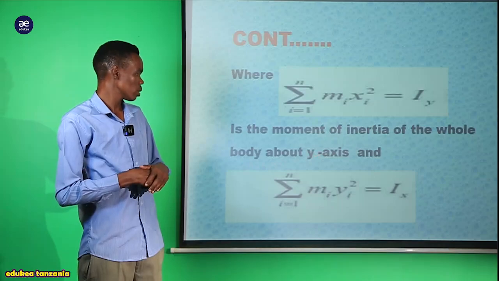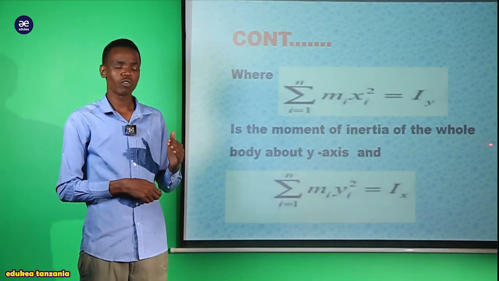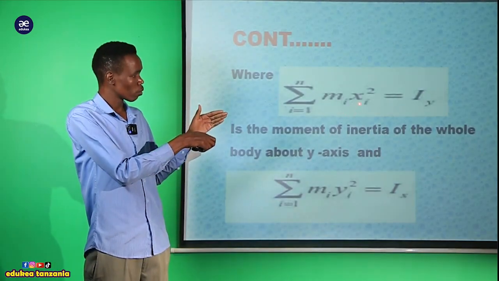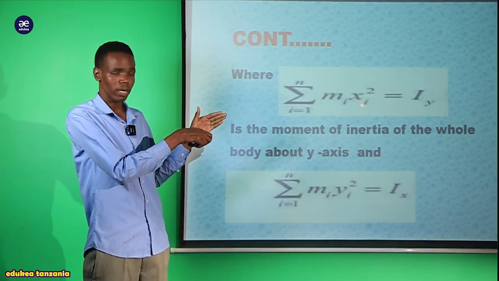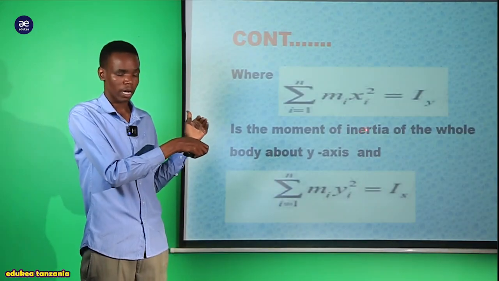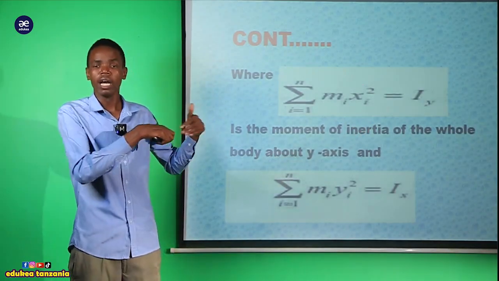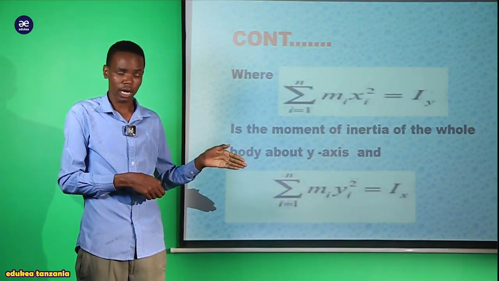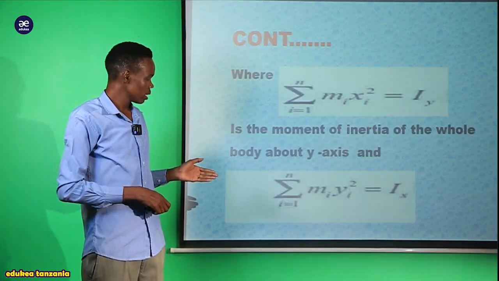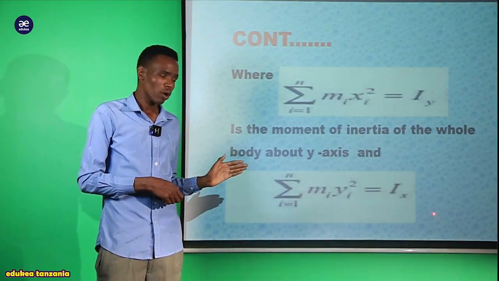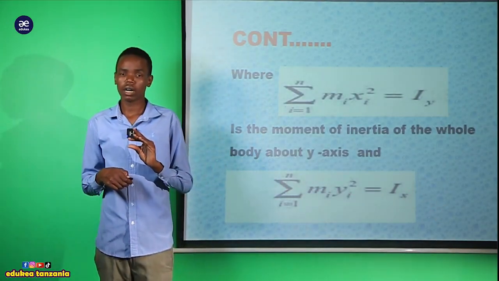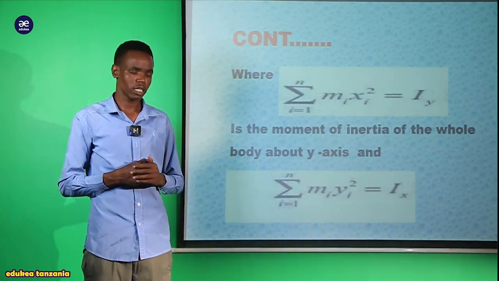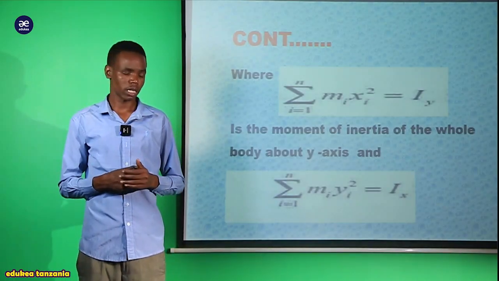So this should represent the moment of inertia of the whole body about the y axis. Kwa hii hapa sasa, kama tunavyoona kwamba distance yake itakuwa ina look for x_i as we try to see on our figure, tutasema kwamba hii hapa ina represent sasa ni moment of inertia about the whole body about the y axis. But this summation of m_i y_i squared could represent the moment of inertia of the body about the x axis.